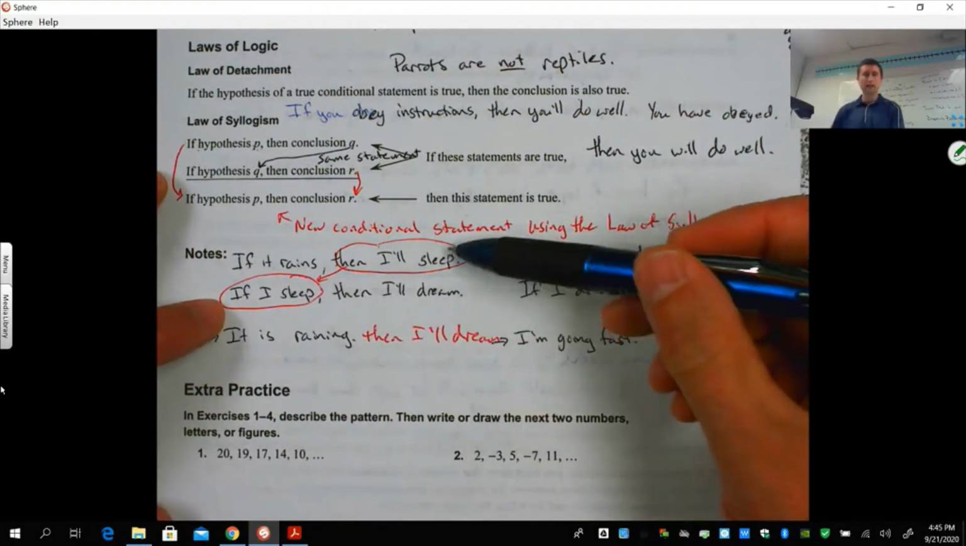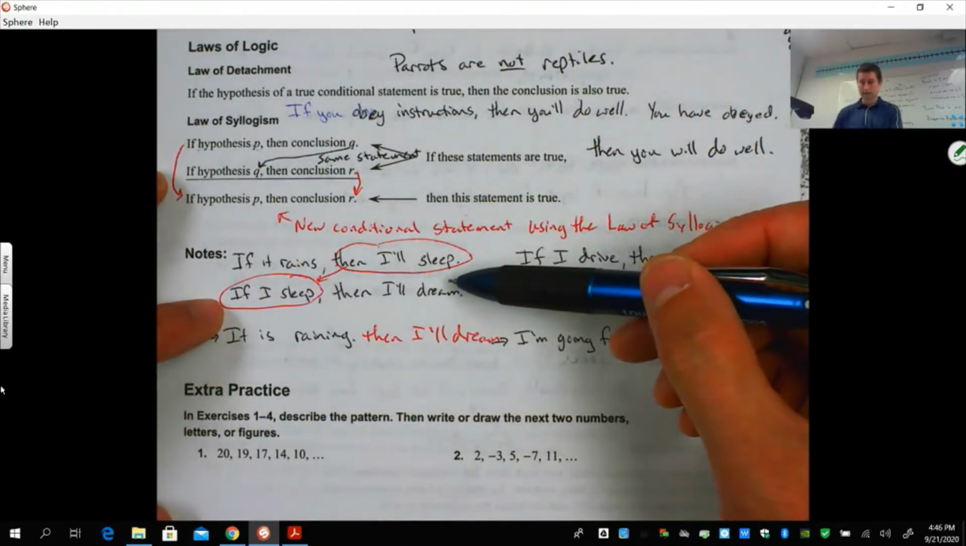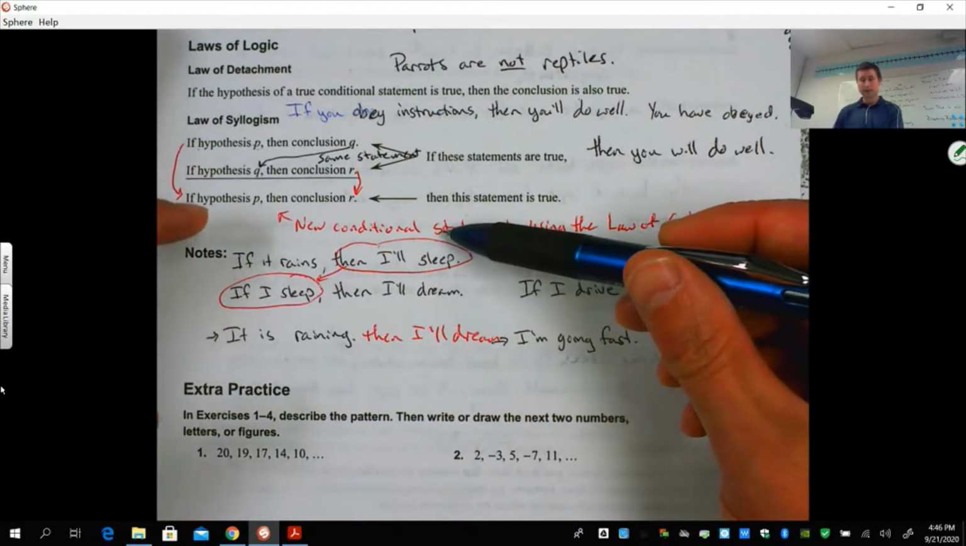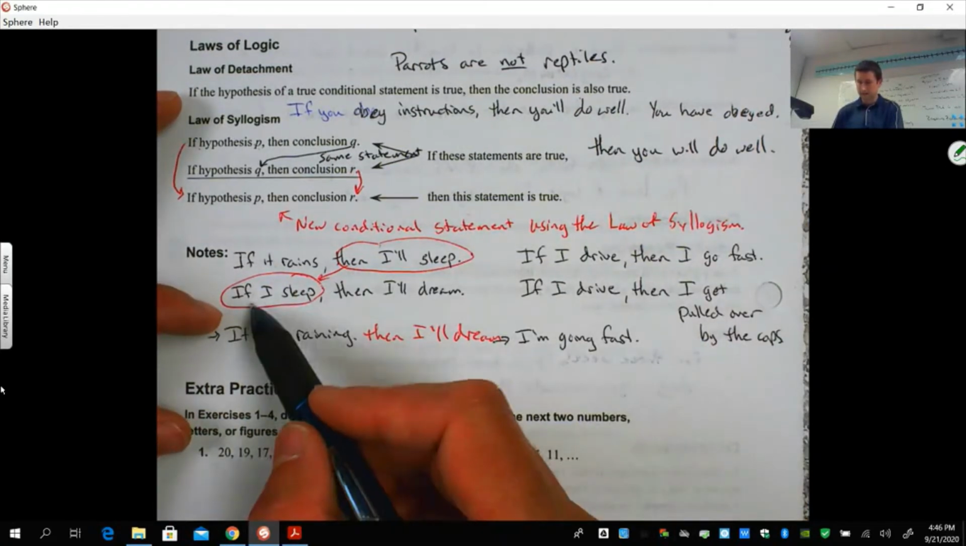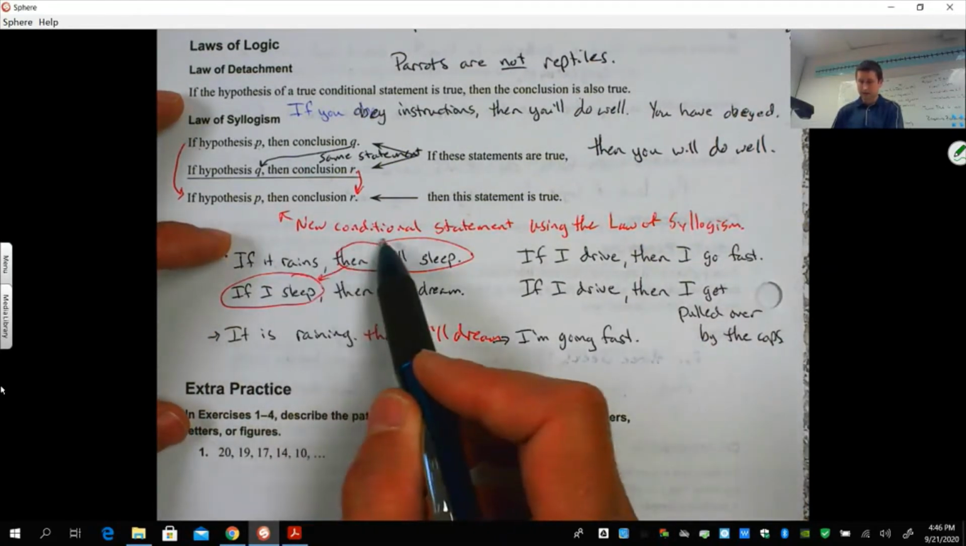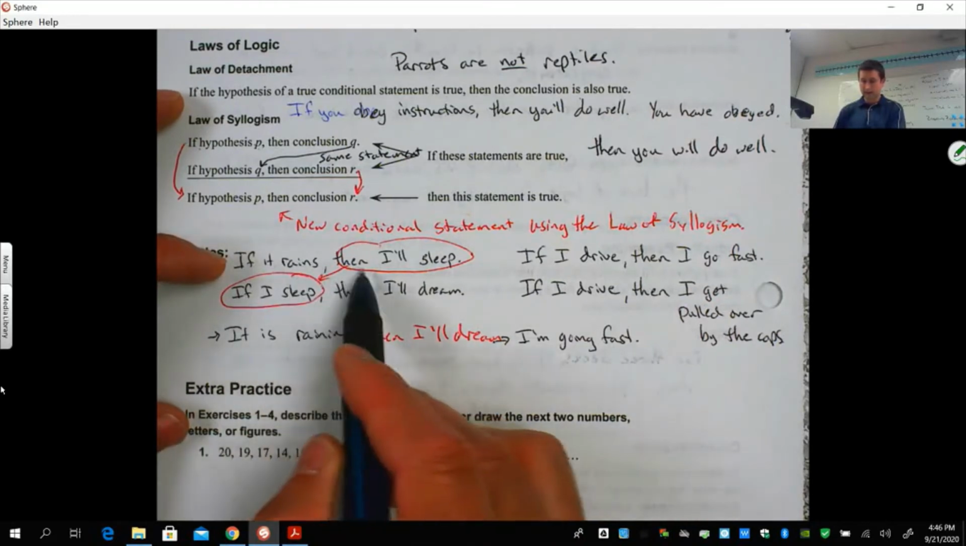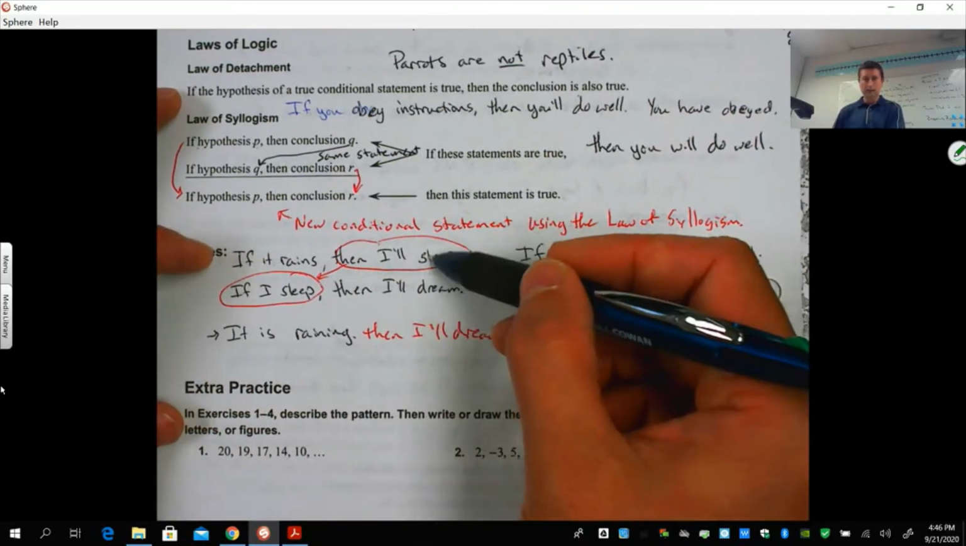Now these two lines do not have to be written in this order. The bottom line can be written on top, and you'll see that in one of your questions. You may say, I think this fits the law of syllogism, but they're going to put if I sleep, then I'll dream on top. Then on the bottom they say, if it rains, then I'll sleep. These can be written in any order. That is okay.